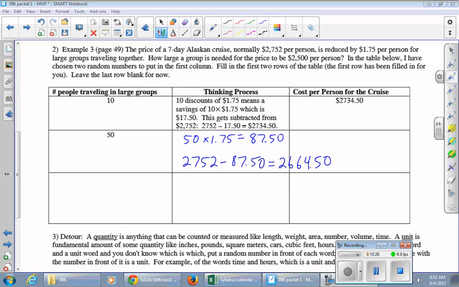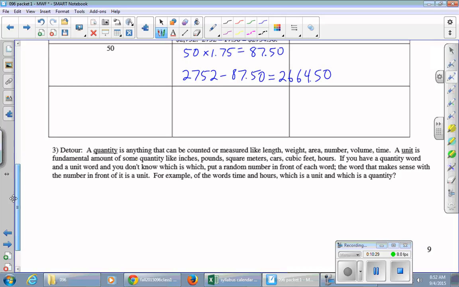Super. Okay, let's come down here to number 3, where we'll take a slight detour. I think we're around here, Ryan. The quantity is anything that can be counted or measured, like weight, area, number, volume, time. The unit is fundamental amount of some quantity, like inches, pounds, square meters, hours, cubic feet, hours. You have a quantity word and a unit word, and you don't know which sort of random word that makes sense.